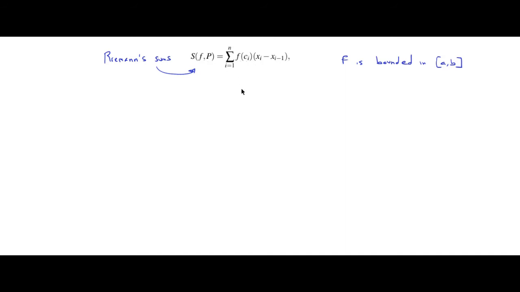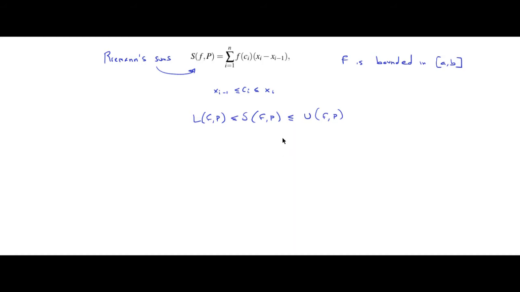This is the value of f at c_i, where c_i is any point between the extrema of the interval, times x_i minus x_{i-1}. So whenever you choose a value c, you are going to give a Riemann sum. For this definition, it's clear that any Riemann sum is going to be smaller than the upper sum, and greater than the lower sum, corresponding to that partition.